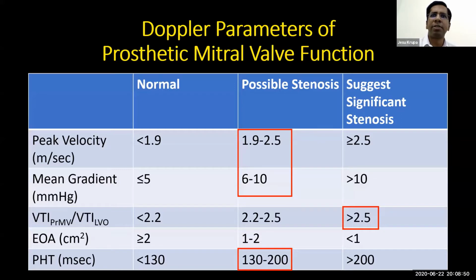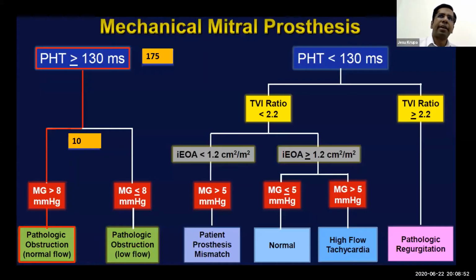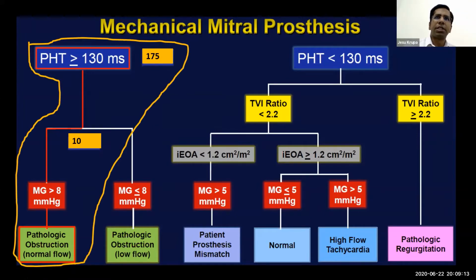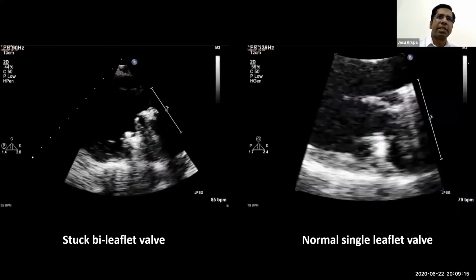So these are the values for our patient. This patient's pressure half time is greater than 130. Mean gradient is also 10, greater than 8 according to this algorithm. So most likely this fits into an obstruction. And that would be our conclusion for this particular patient.